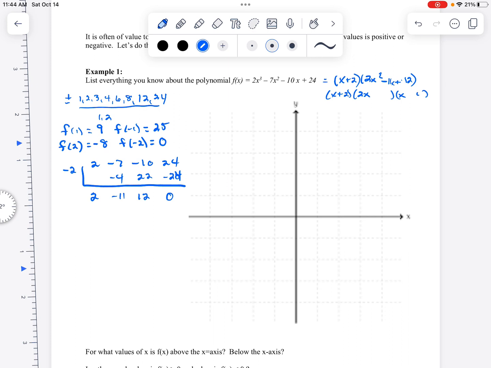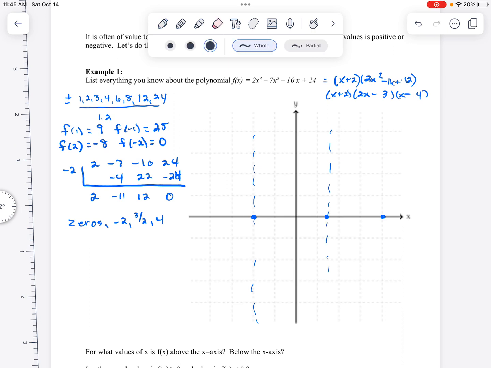So let's do 4 and 3, because then I have 8 plus 3, that's 11. 2 negatives should make it work. So I know my zeros are negative 2, 3 halves, and 4. So 4, 3 halves, negative 2. That's where my asymptotes are. Or not my asymptotes. My zeros. That's where my zeros are.